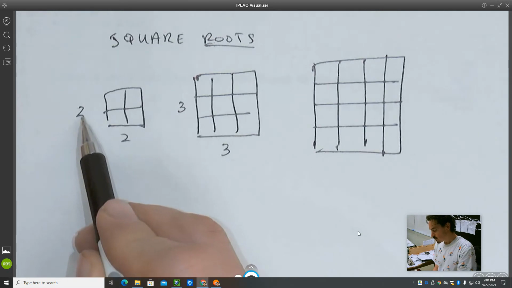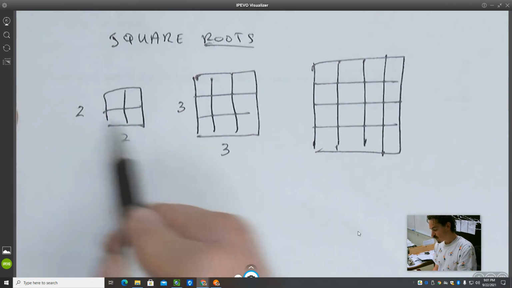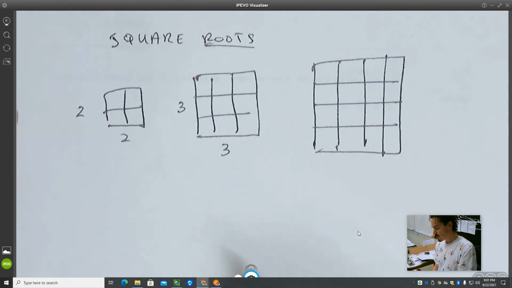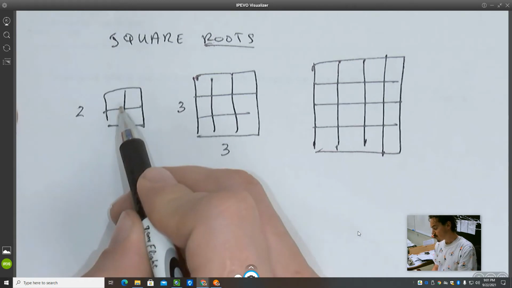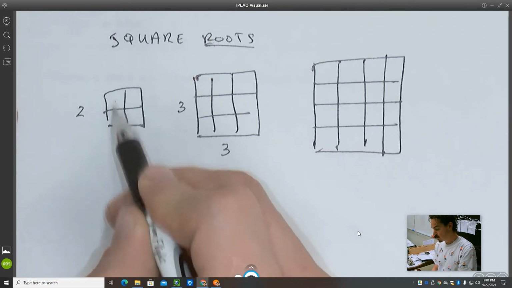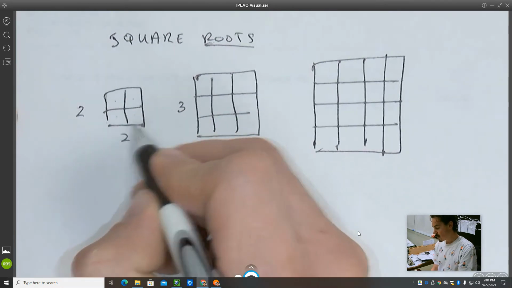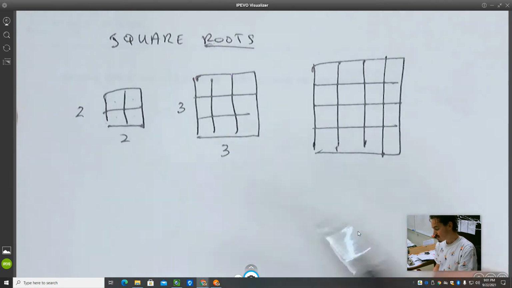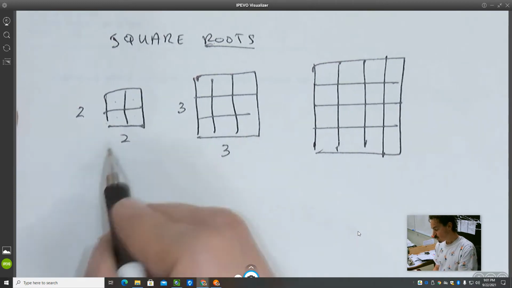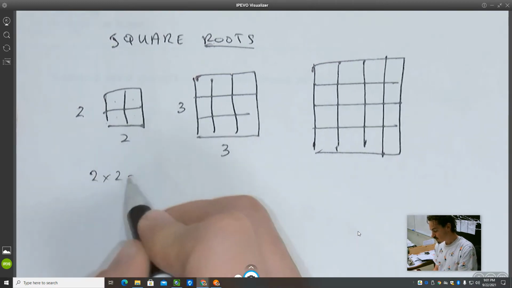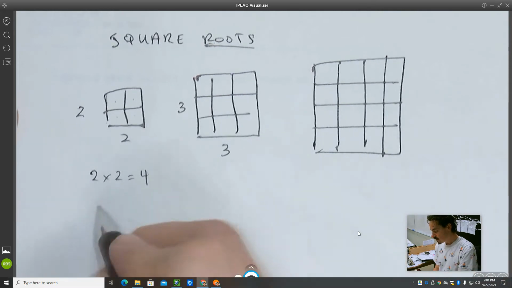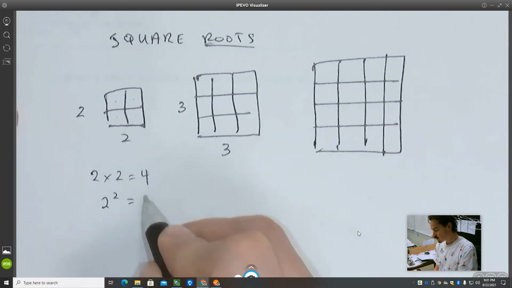So what we're doing here is, here's a square, and we want to find the area of the square. Well, there's a grid shown on it, so you could just count the number of squares that are inside, 1, 2, 3, 4, or you could multiply length times height. But in this case, a square is going to be the same. The length and the height are always going to be the same. So we could say 2 times 2 equals 4. Another way to say that is 2 squared equals 4.